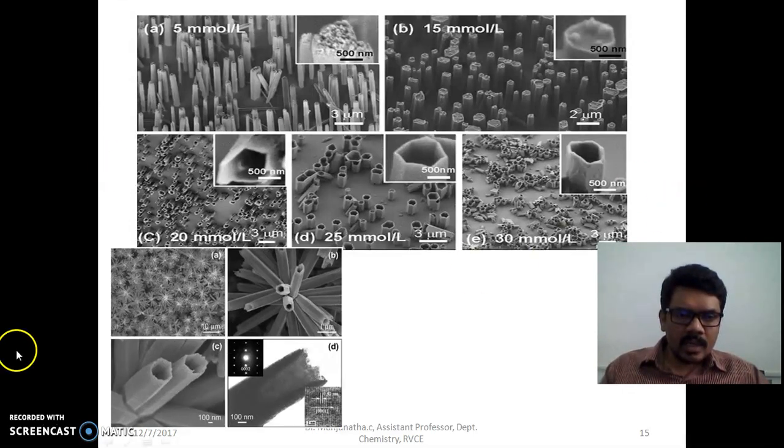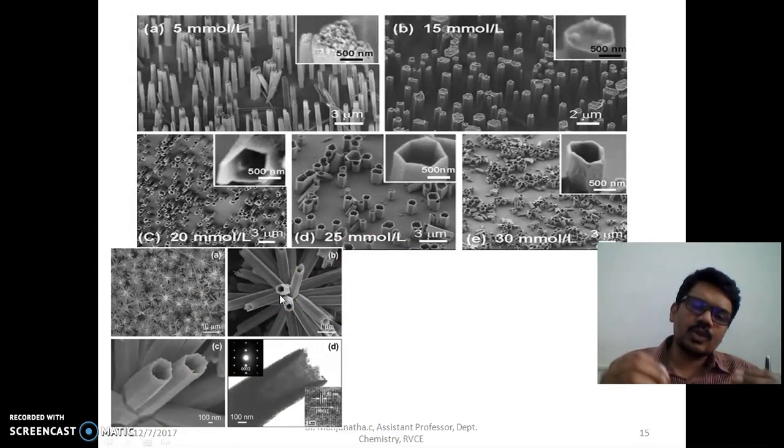And this is another one. This is zinc oxide flowers, which are made up of one-dimensional nanotubes, zinc oxide tubes. This is the flowers. If you expand that 10 micrometer to 1 micrometer, if you zoom it, you will see the nanotubes which are arranged in the form of flowers.